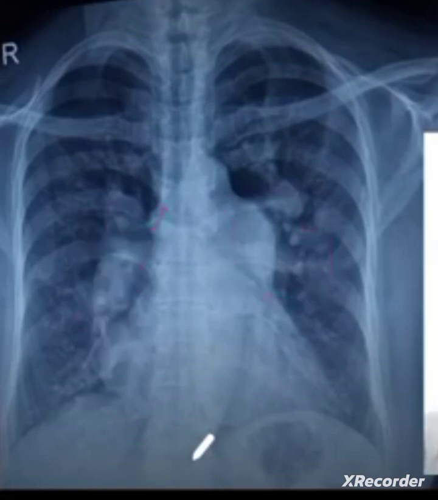What is the best next step? The answer is echo with PAP, pulmonary arterial pressure. That will show you the PAP, pulmonary arterial pressure.